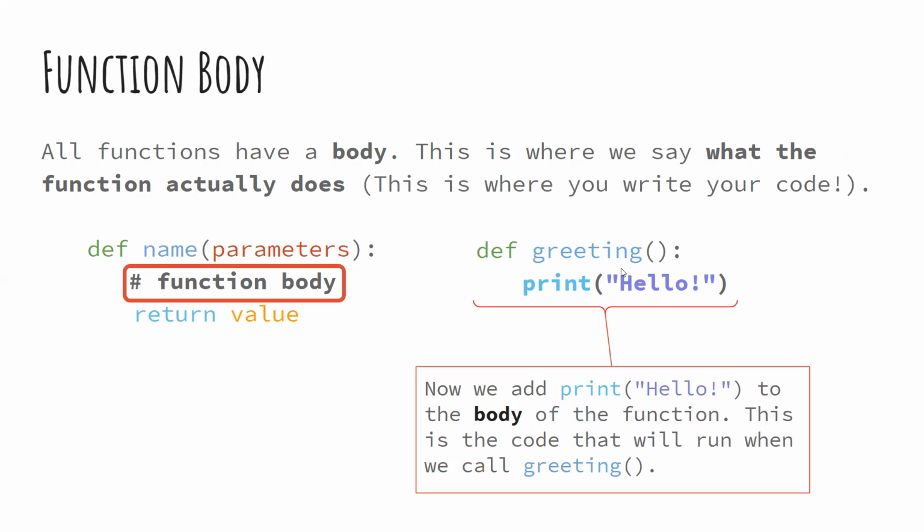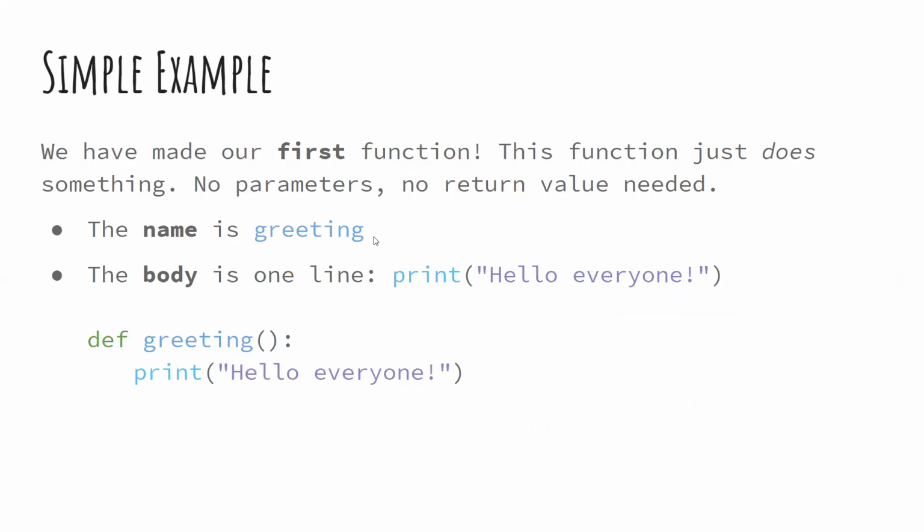The function body is basically the chunk of code that you will be writing inside of the function. Suppose in the greeting function, we are writing print hello. Now this is the code that will run when we call the greeting function. A simple example, we have our first main function. This function just does something, no parameters, no return values, no complexities, nothing. The name is just greeting. The body is one line, print hello. So yeah, that's it.